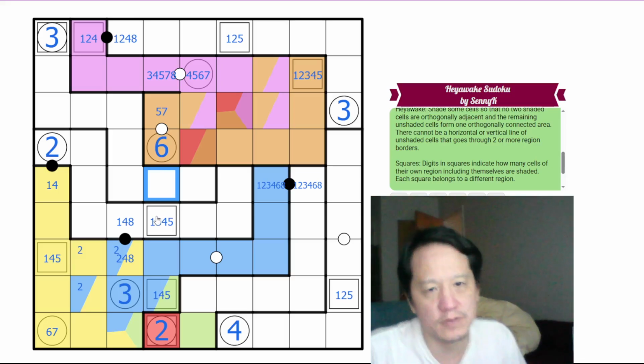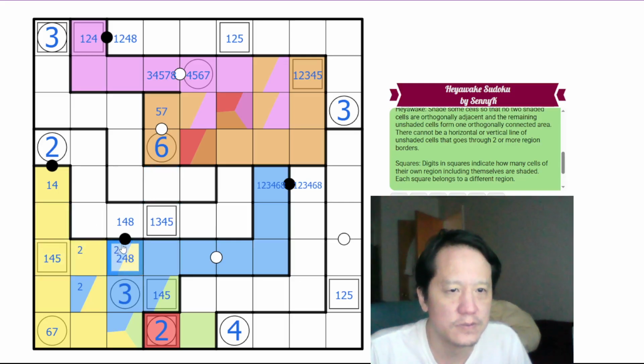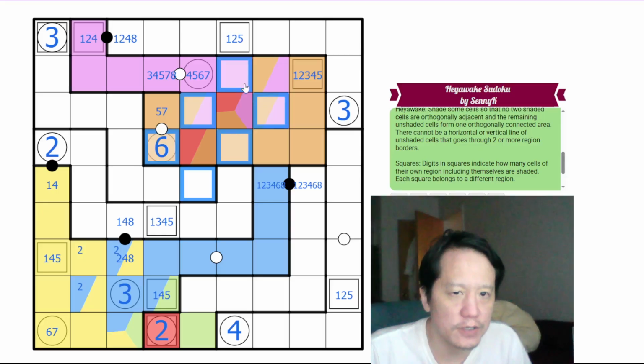What about columns? So these cannot be shaded. We know that for certain.